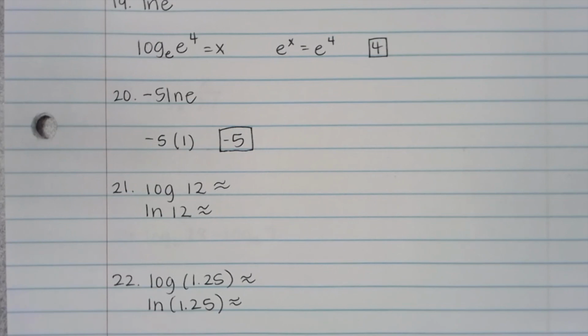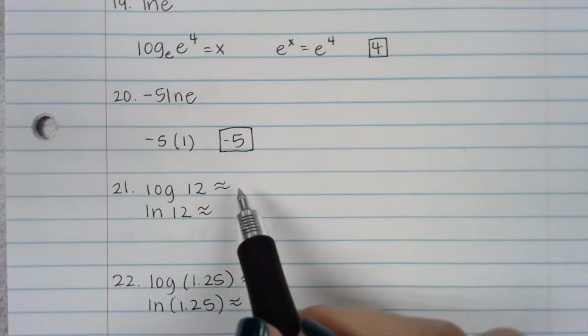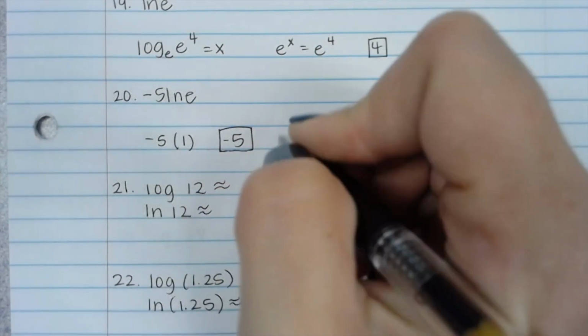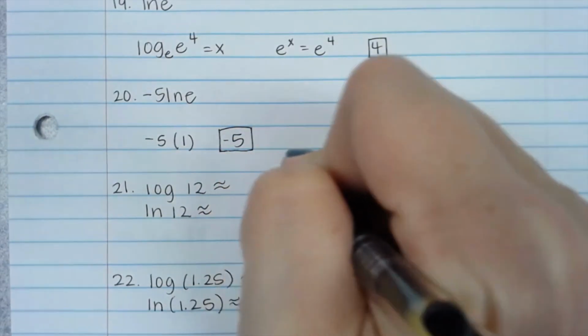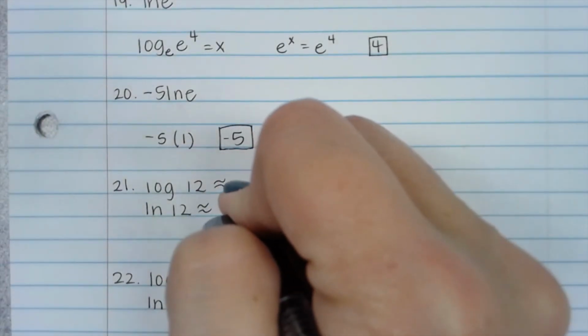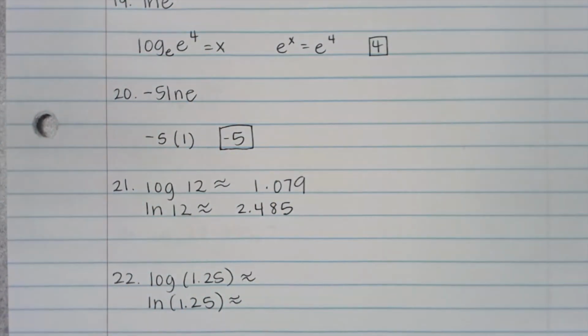Questions 21 and 22 are just calculator work. The reason behind these questions is to help you remember that taking the log of a number and taking the natural log of a number give you different answers. The directions say to round your answer to the nearest thousandths, so you're going to round it to 3 decimal places. You're just typing these into the calculator. When you type in log of 12 rounded to 3 decimal places, you get 1.079. And then when you type in ln 12 into your calculator, rounded to the nearest thousandth, you get 2.485. So these do work out to be different numbers.